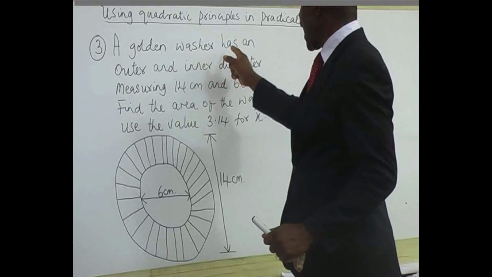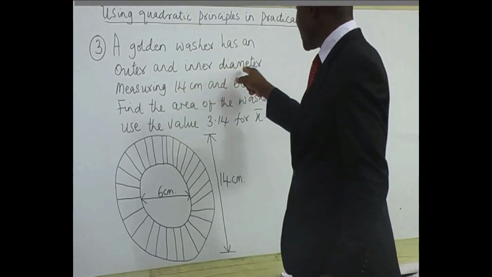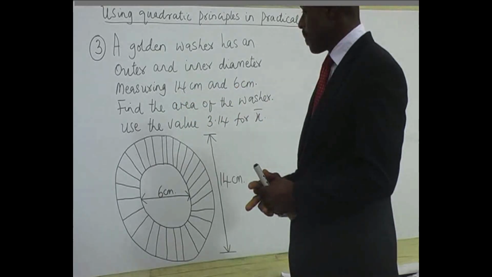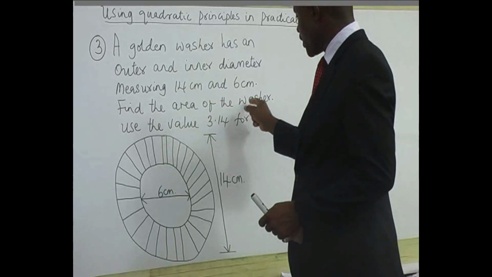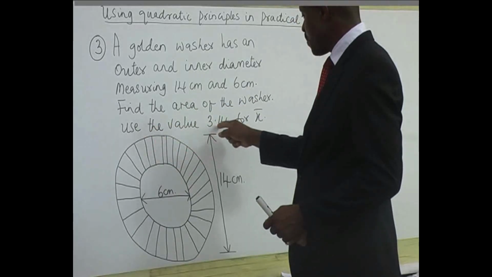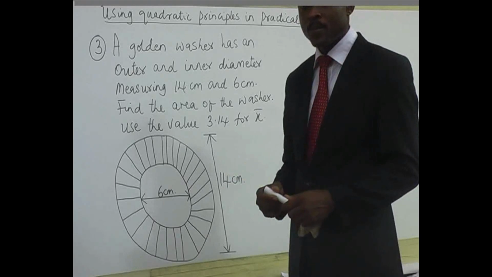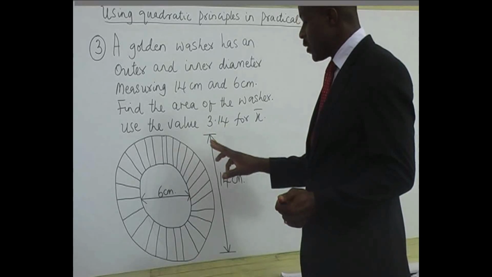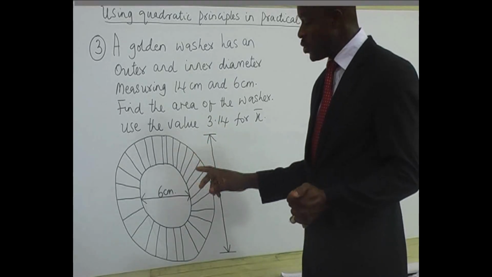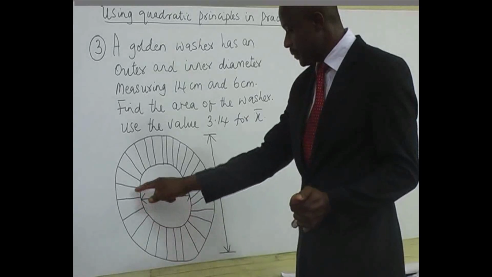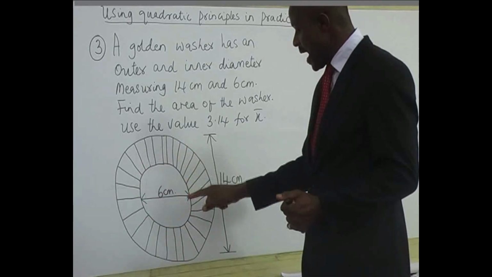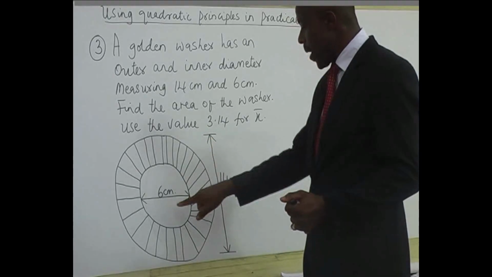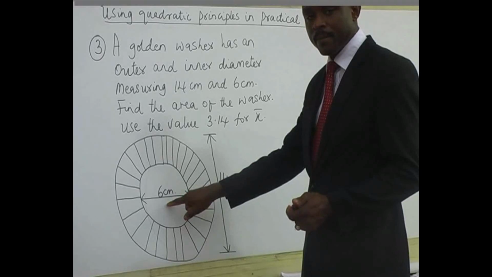A golden washer has an outer and inner diameter measuring 14 cm and 6 cm. Find the area of the washer. Use the value 3.14 for pi. The area of the washer that the question is asking us for is equivalent to the area of the shaded parts. The question says that the outer diameter is 14 cm, while the inner diameter is 6 cm.